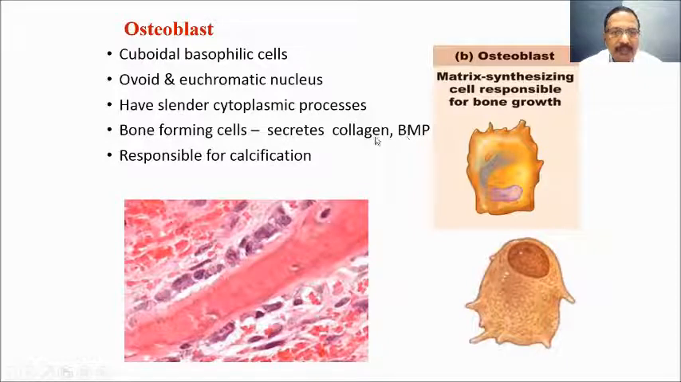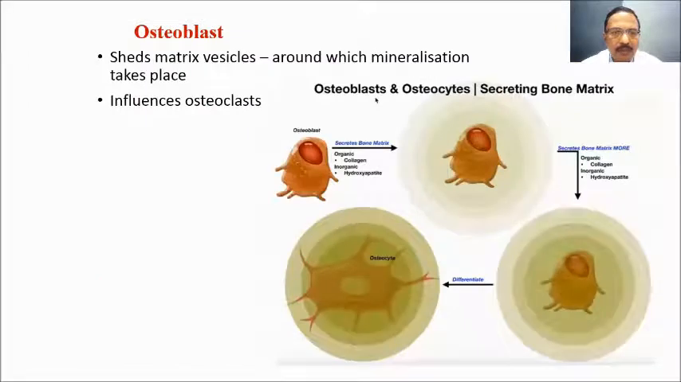Once they start secreting this osteoid around them, and that osteoid gets calcified, the cells become inactive, and those cells are called osteocytes. So osteoblast cells change into osteocytes. Why? Because osteoblast cells produce matrix around them, and once that matrix gets mineralized, these cells become inactive, and they will be eosinophilic.